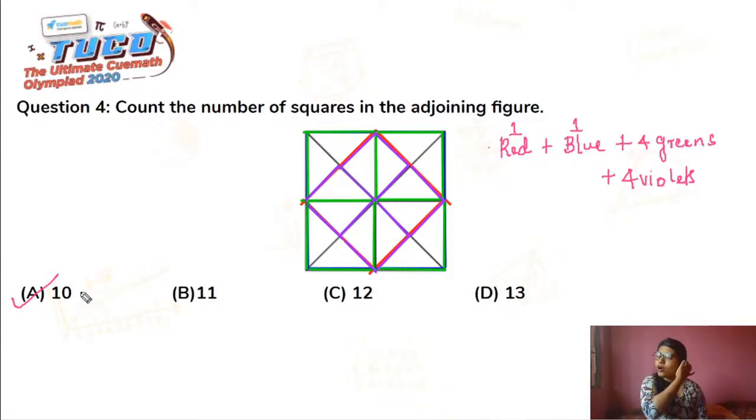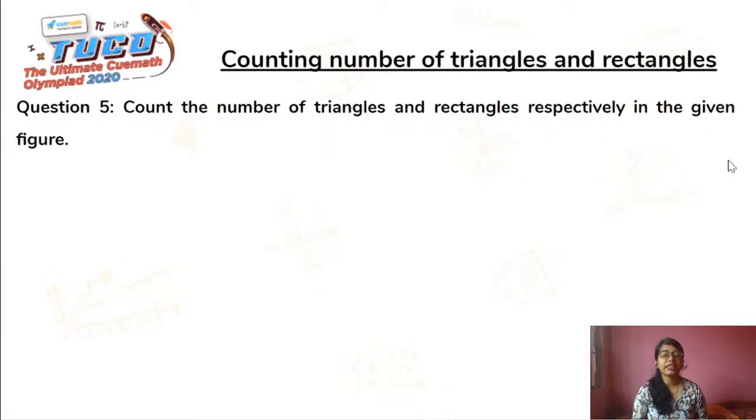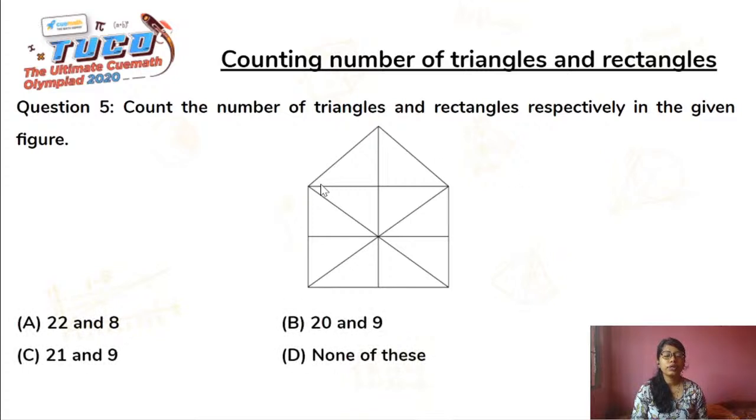All right, so with this, we are going to go ahead with our next objective for today. So here goes our next objective, counting number of triangles and rectangles. Count the number of triangles and rectangles respectively in the given figure. So here goes your figure and here goes your options.